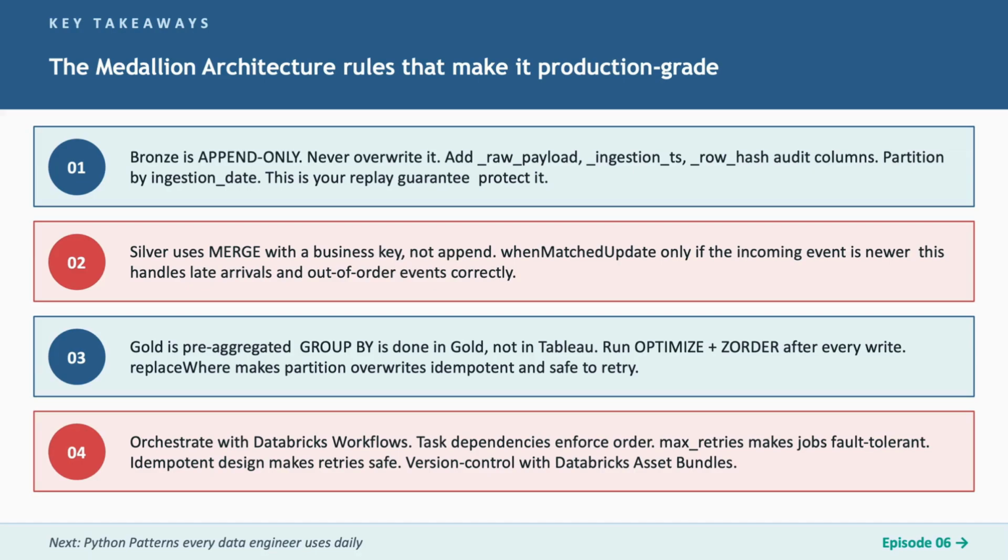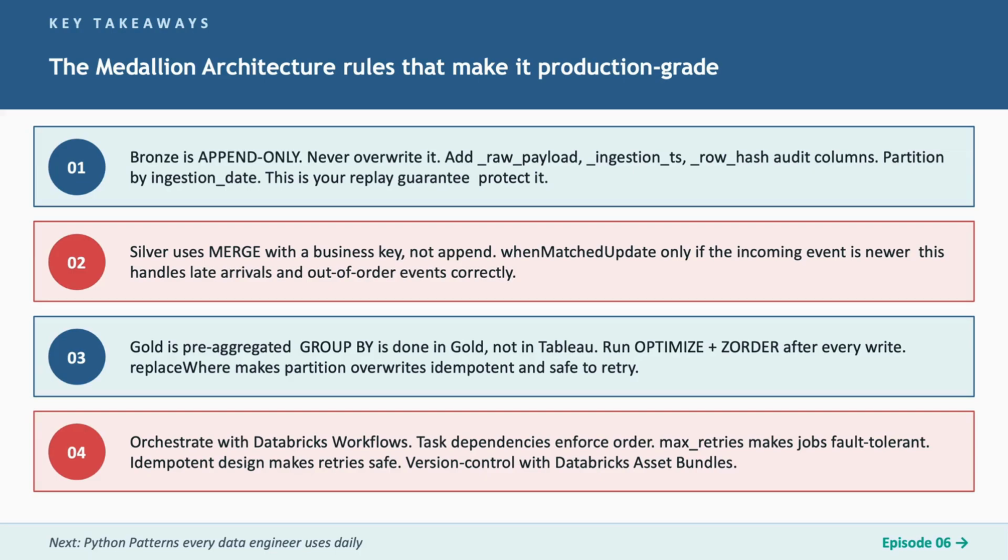3. Gold is pre-aggregated. Group by is done in gold, not in Tableau, not in Power BI. Run optimize plus Z-order after every write, and use replace where for idempotent partition overwrites. BI tools query gold directly, so they never scan the silver.